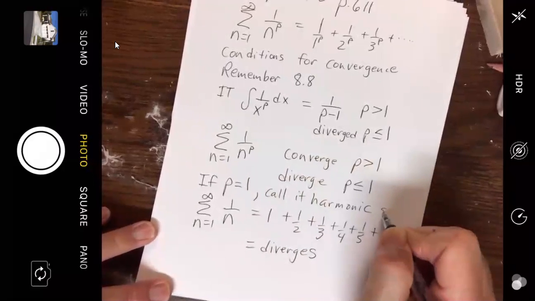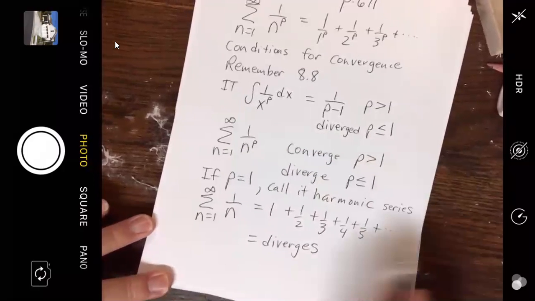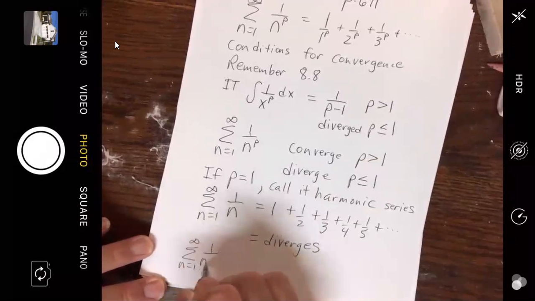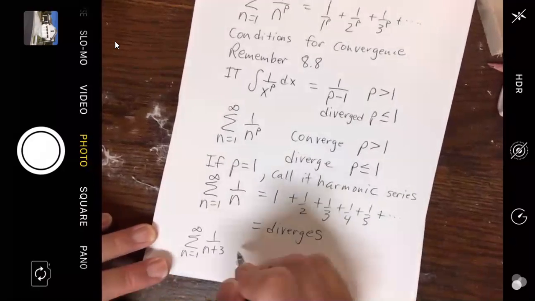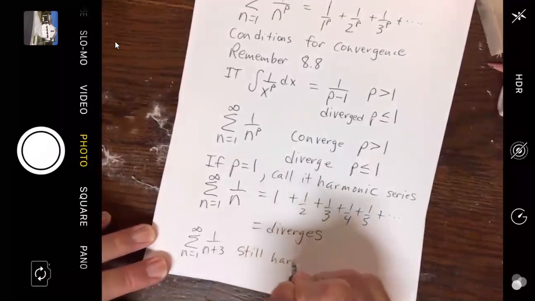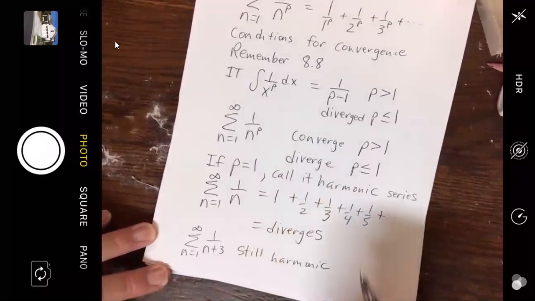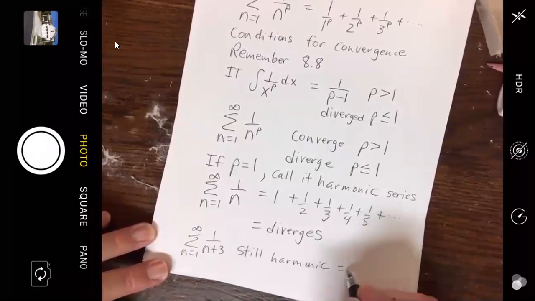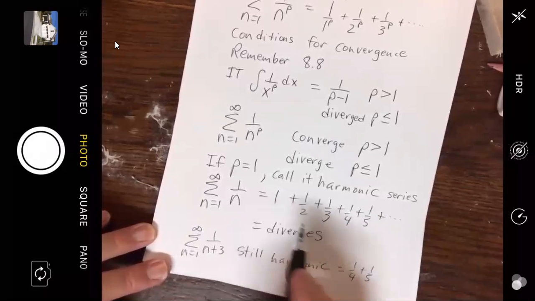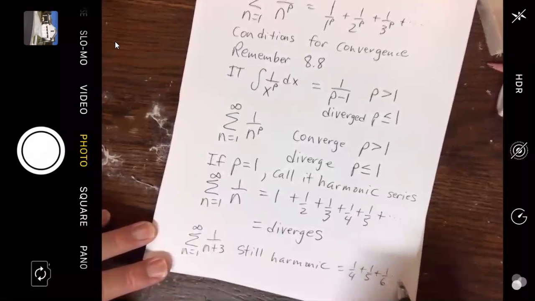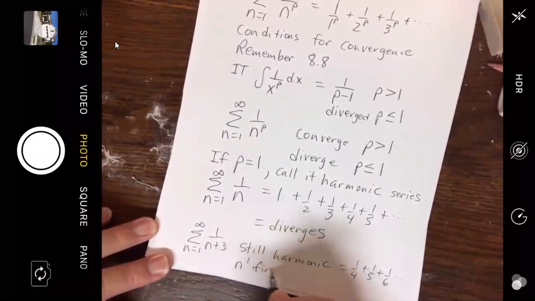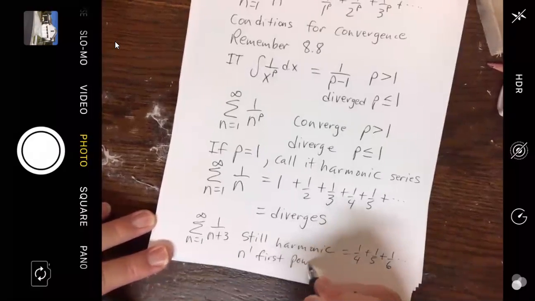It's called the harmonic series. I don't know where the name comes from, but they call it harmonic when you're just adding these fractions. We just did sum of n equals 1 to infinity of 1 over n plus 3. This is still harmonic. You can shift the n anywhere and you'll just shift your fractions. Remember, this started off with 1/4 plus 1/5. You kind of lost the first 3, but it doesn't matter. You're still adding fractions and they still call it harmonic. As long as it's n to the first power, it is considered harmonic.